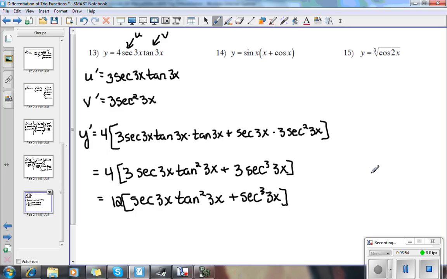Okay, so they're not hard, but you just got to keep everything straight. So once you've decided, okay, I have to use the product rule, but first I'm going to have to use the chain rule and some trig rules. I know that's a lot of rules to remember, but I have confidence in you.